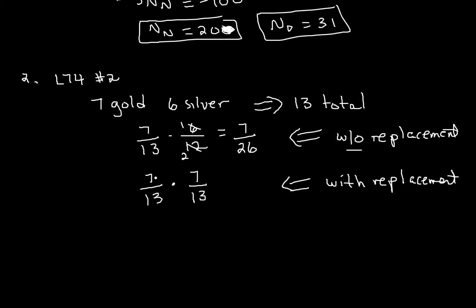Without replacement, you have to take this down 1 and this down 1. With replacement, if you put it back, you still have 13, so you still have 7 chances to get it. So you just multiply this, 49 over 169. All right, number 3. I don't want to belabor these too much.